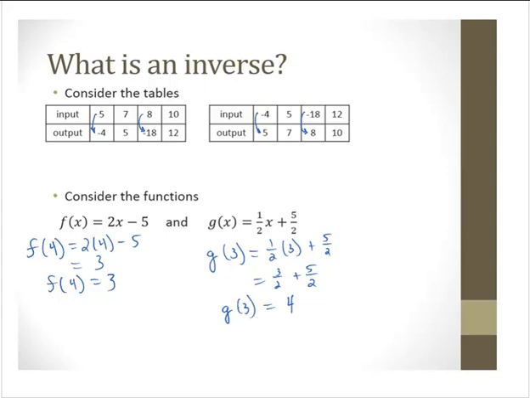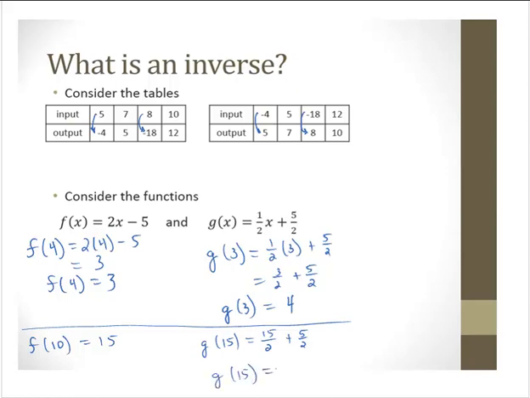Now, I can do this with other values. Just for example, let's just do one more. How about f of 10? f of 10 would be 2 times 10. That's 20 minus 5 is 15. f of 10 is 15. And g of 15 would be 1/2 of 15. That would be 15 halves plus 5 halves. That's 20 over 2, which is 10. g of 15 is 10.